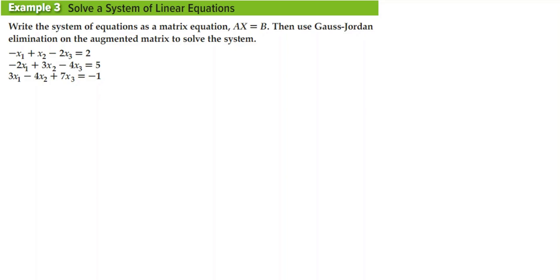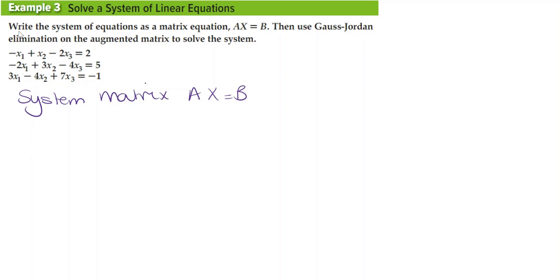Example 3, solve a system of linear equations. Write the system of equations as a matrix equation, AX equals B, then use the Gauss-Jordan elimination on the augmented matrix to solve the system. So, a system matrix. To write a system matrix, this needs to be in the form of AX equals B.